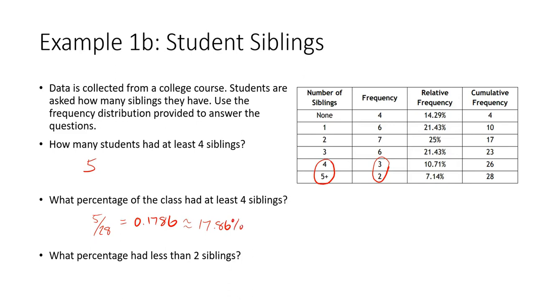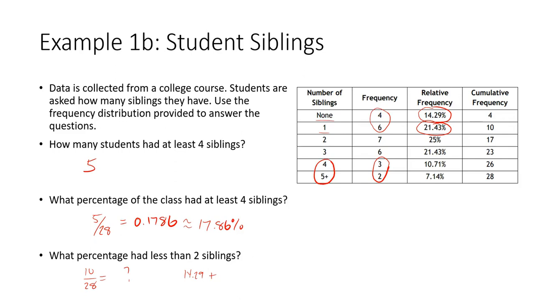What percentage had less than 2 siblings? Well, less than 2 would be none, or 1. And then we have a total of 10 here. And so we can solve this by 10 divided by 28. And you can get this answer, but there's another way to answer this question. If we want to know the percentage that has less than 2, well, we know the percentage that has none, and we know the percentage that has 1. We can just add those two together.